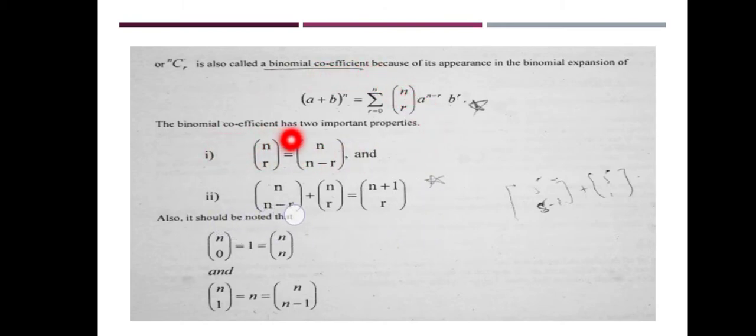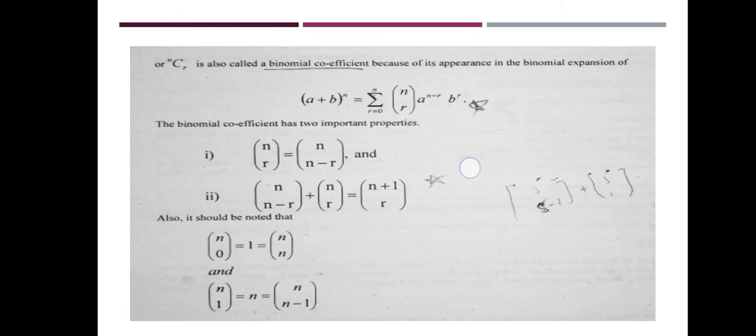The binomial coefficient has two important properties. nCr is equal to nC(n minus r). And another important result is nC(n minus r) plus nCr is equal to (n plus 1)Cr.